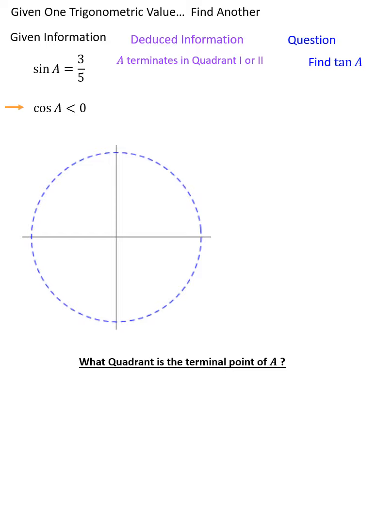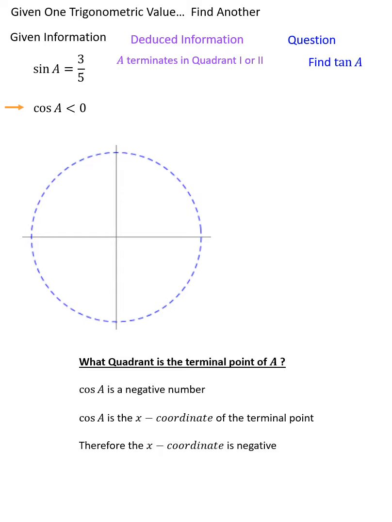Look right here. They tell us that the cosine of A is less than 0. What numbers are less than 0? Negative numbers are less than 0. And therefore the cosine of A must be a negative number. Now remember, A is some arc, but by definition, the cosine of A is the x-coordinate of that terminal point. So if the cosine is negative, and the cosine is the x-coordinate, then the x-coordinate must be negative.